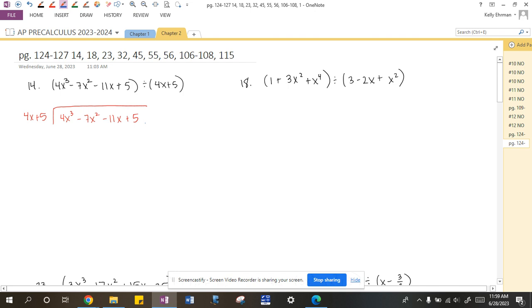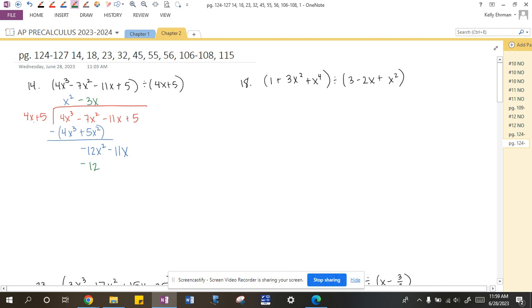And we go through and say, what will we multiply 4x by to get 4x to the third? That's x squared. And then you multiply that result through 4x plus 5. Negative 7 minus 5 is negative 12x squared. Drop down the negative 11x. Repeat the process. What do we multiply 4x by to get negative 12x squared? That's minus 3x.